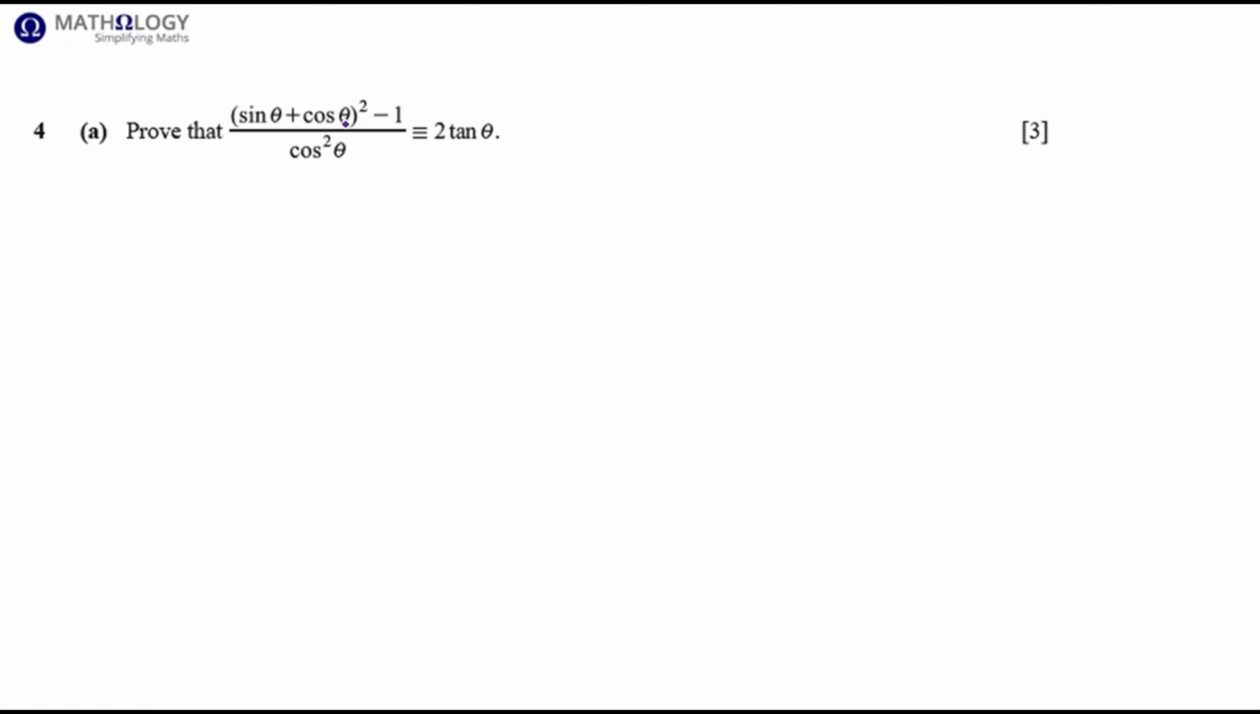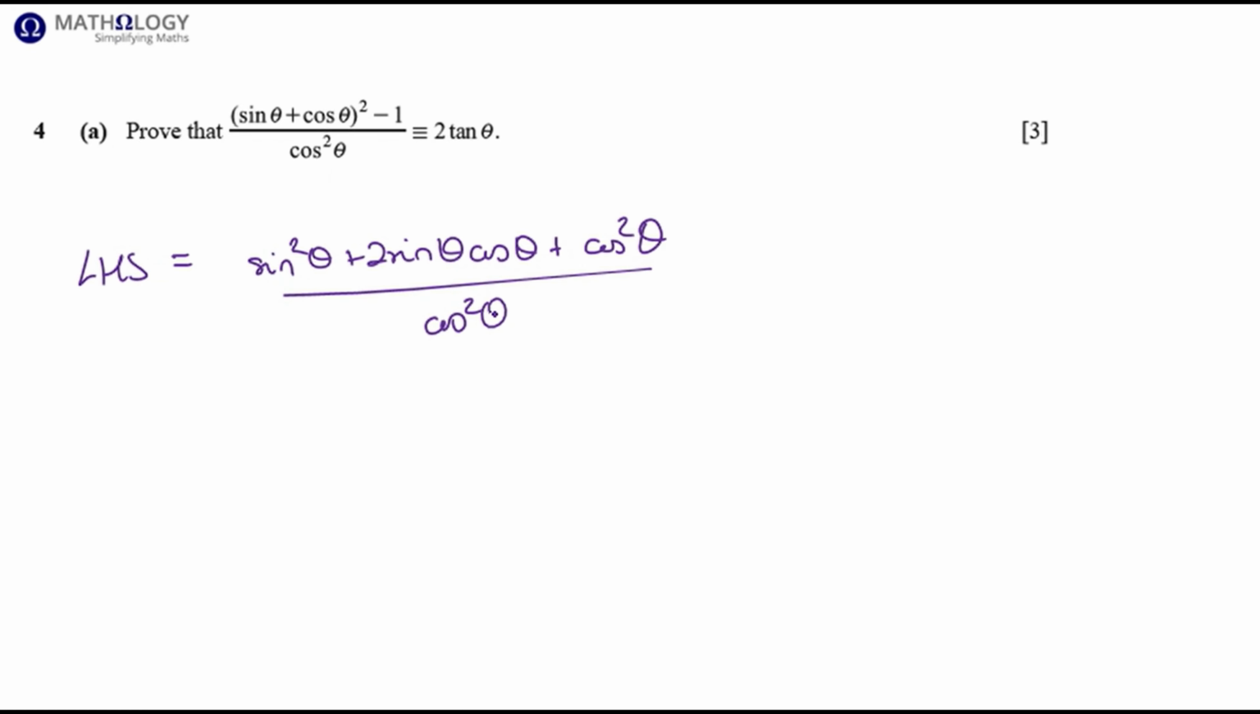Question 4. Prove that (sin theta + cos theta) all squared minus 1, over cos squared theta, equals 2 tan theta. Okay, with all trigonometric identities, the general rule of thumb is to work with the side of the equation that is more complex. So in this case, that will be the left-hand side. In some cases, you will need to manipulate both sides of the equation, but in most cases, you only need to manipulate one side, and that's the more complex side. So on the left-hand side, we're going to square out these brackets. So we'll have sine squared theta plus 2 sine theta cos theta plus cos squared theta, over cos squared theta.